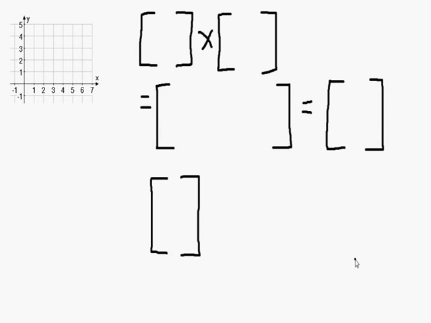Hello ladies and gentlemen, today I will be explaining how to rotate an object using matrix transformation. To be more specific, I'll be rotating the object 90 degrees anti-clockwise. But before we can do that, we need to know the formula for it.